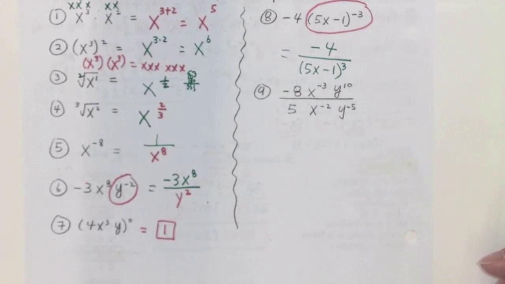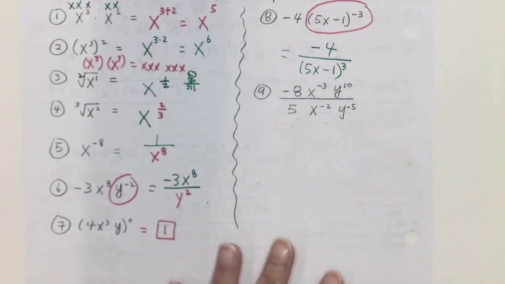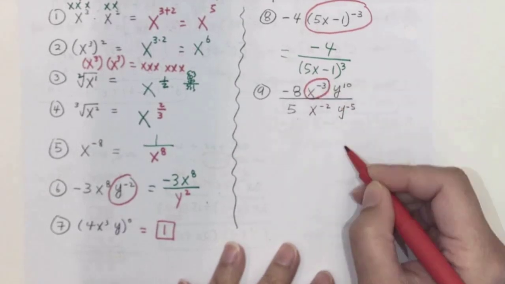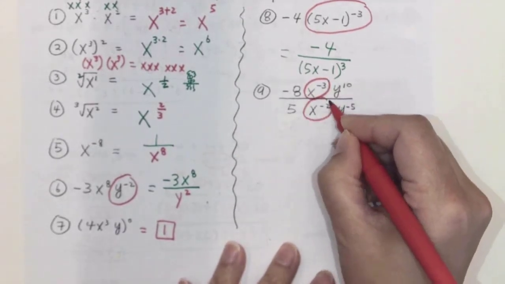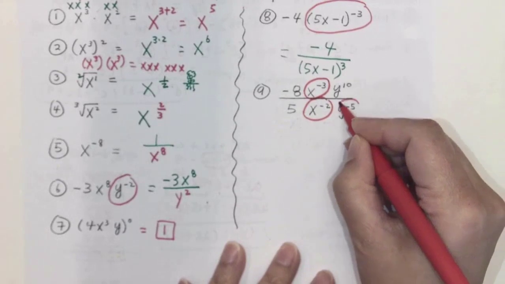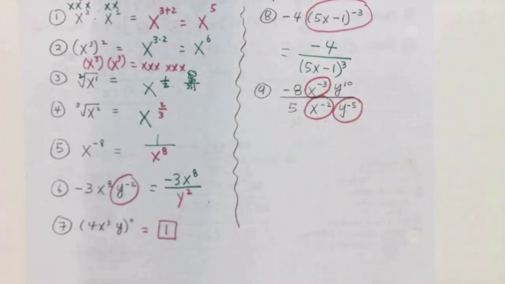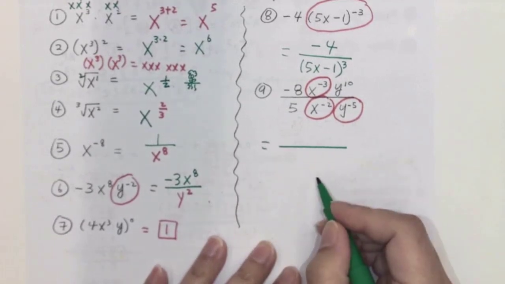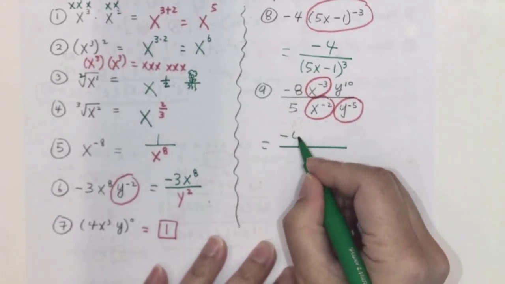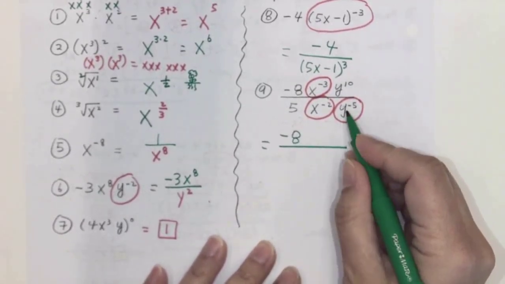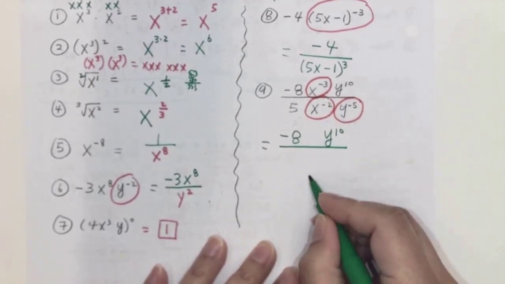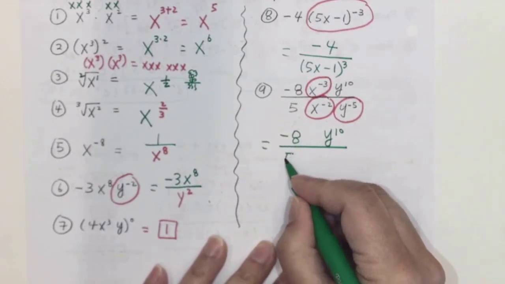All right. The next one has a whole bunch of negative exponents. So I'm going to just circle them. The x has a negative exponent. Who else? The other x has a negative exponent. And the y guy. Okay. So everybody without a negative stays where they are. Okay? So on top we have what? Negative a. We also have what stay there? Y to the 10. And at the bottom we have 5.